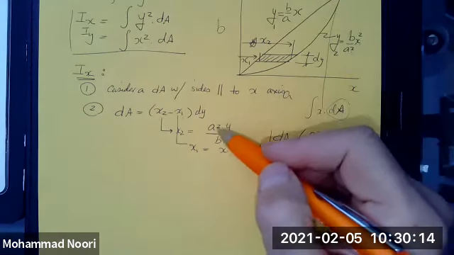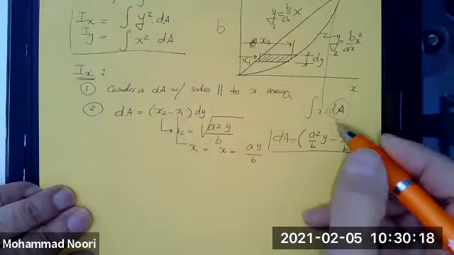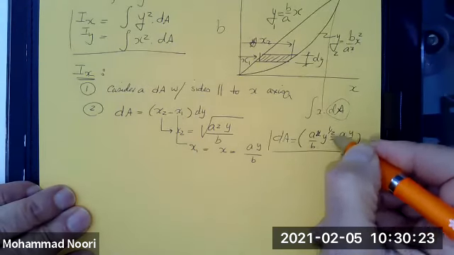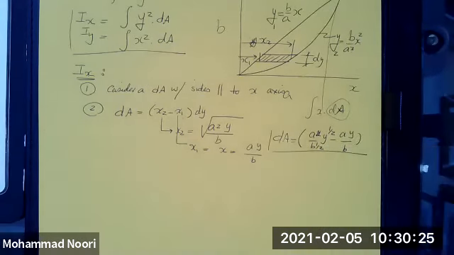From here, actually x2 is not that, it would be a square root of that, right? So it would be a y half over b half.